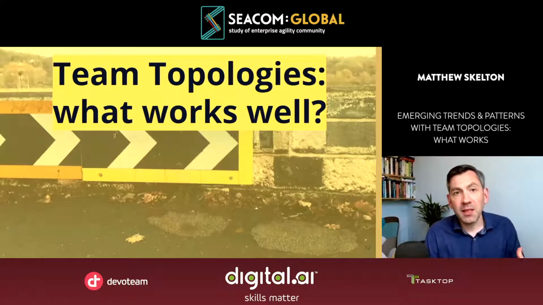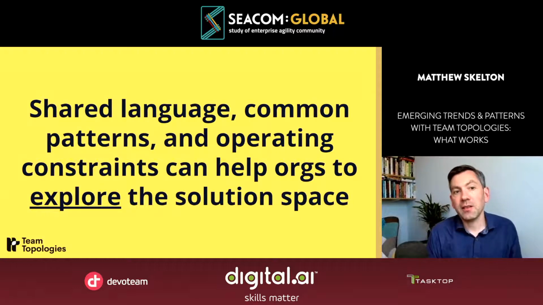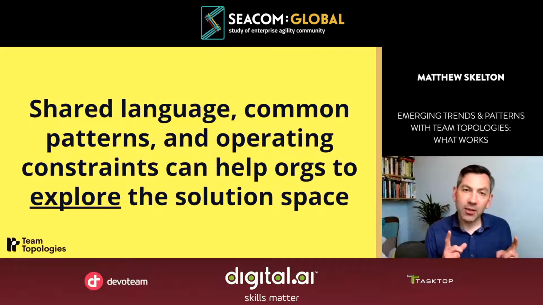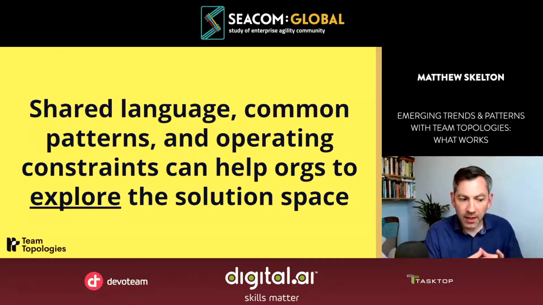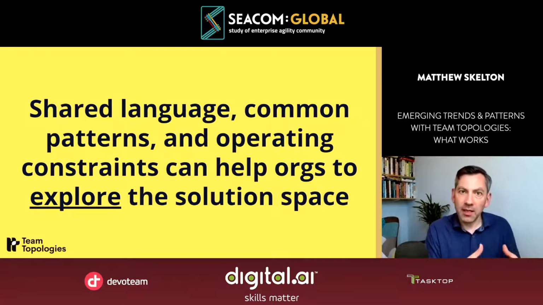So a few things about Team Topologies seem to work well. Team Topologies provides a shared language. It provides some common patterns and, crucially, some operating constraints. And it helps organizations to explore the solution search space by putting these things in place. Some really clear language, but actually some constraints on kind of behavior and ways of kind of thinking and acting, which actually help the organization to explore how it wants to approach a particular problem.